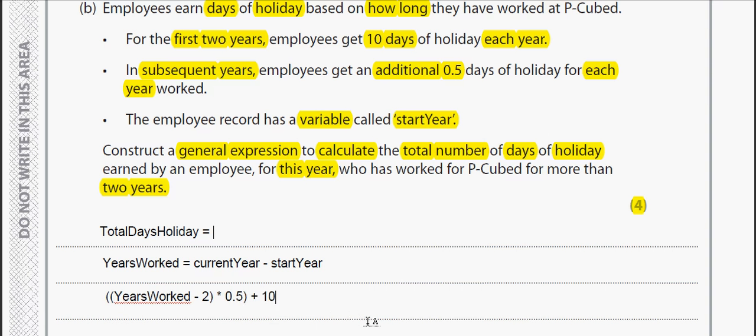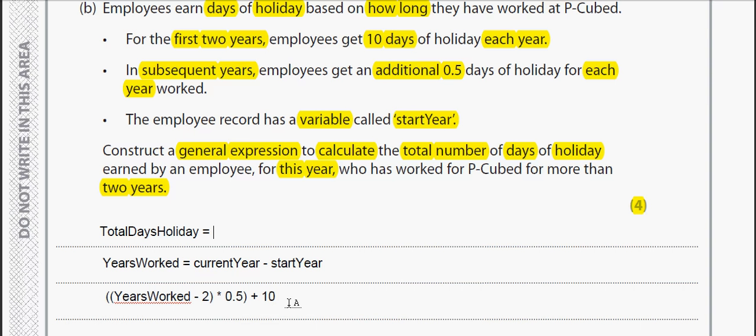So just take this back and put another bracket in here, and then we are going to add our 10 days basic entitlement. So if you want to check this, they're not giving you test data, but we can think of some test data. If an employee started work in 2008, it would mean they have 10 years work history in the year 2018. So years worked, current year 2018, take away start year 2008 will give us years worked of 10. Years worked 10 minus 2 gives us 8. Multiply that by 0.5 will give us 4, then we add 10. And the answer then would be 14. So total days holiday would equal 14.